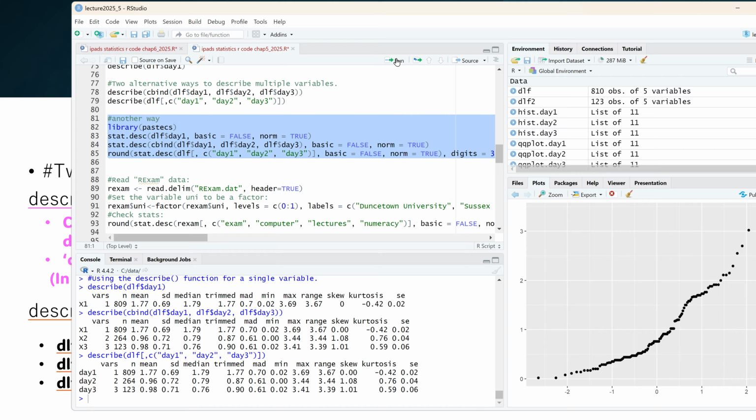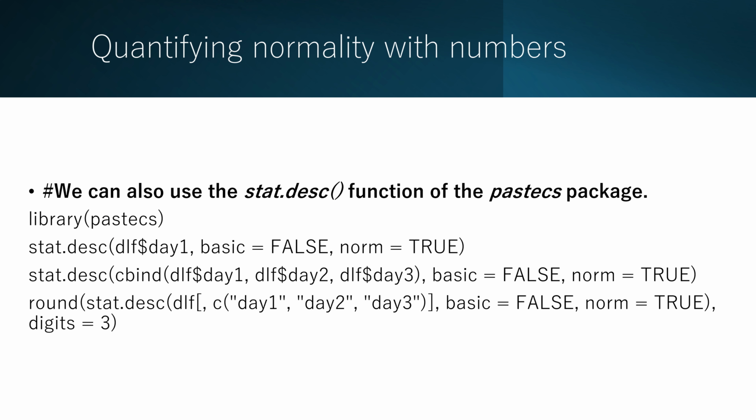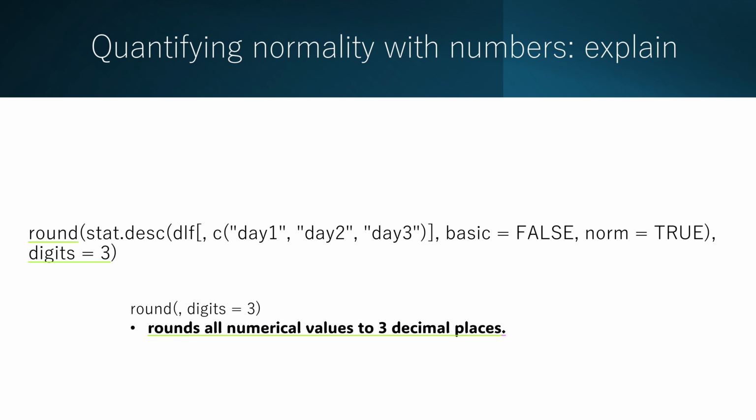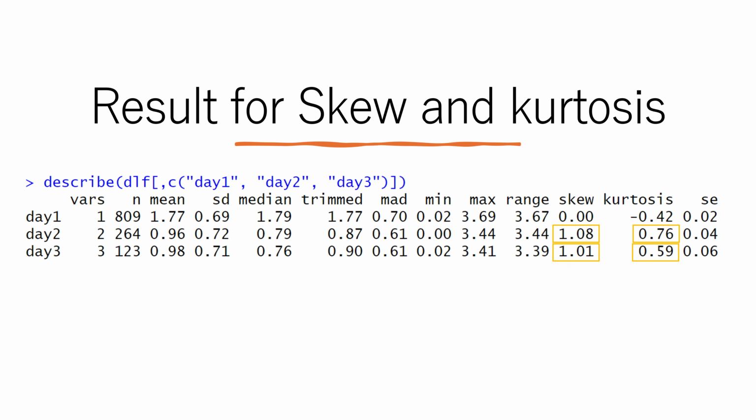Also, another way is here. Okay, I think in the next slide we will explain the other way. Sorry, I go back to this slide. Okay, describe day 1, day 2, day 3. Then we get many statistics about them. Kurtosis is a bit not good for day 1, but both skewness and kurtosis are problematic in day 2 and day 3.